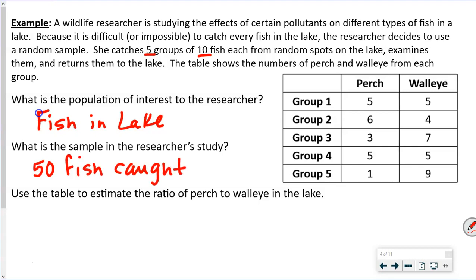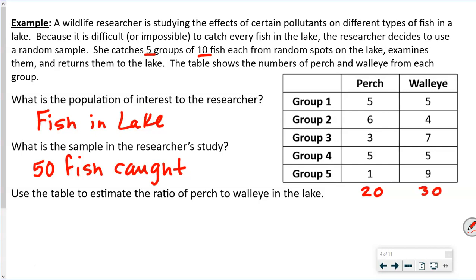Then it says use the table to estimate the ratio of perch to walleye in the lake. Okay, so how many perch do we have? That's 11 plus 3, that's 14, plus 6, that's 20, okay? And then 9 plus 12 plus 9, that's 30, okay?